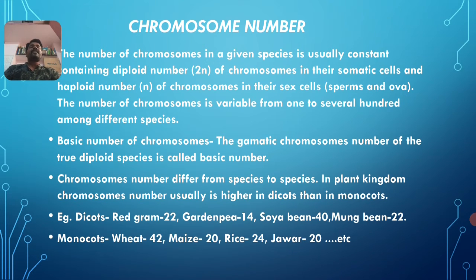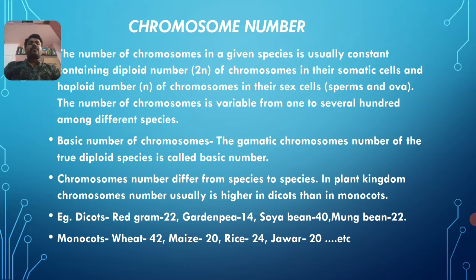2n refers to ploidy. N refers to ploidy, a change in a set of chromosomes. Two sets of chromosomes means diploid and one set of chromosomes means haploid. The number of chromosomes varies from 1 to several hundred among different species, from species to species. But the haploid set is always in an odd number, while the diploid is in an even number of chromosomes.